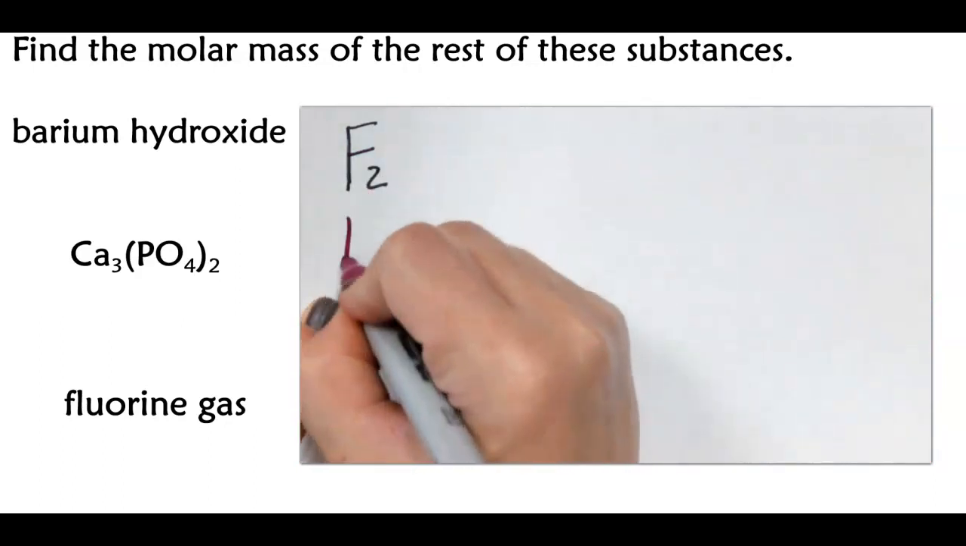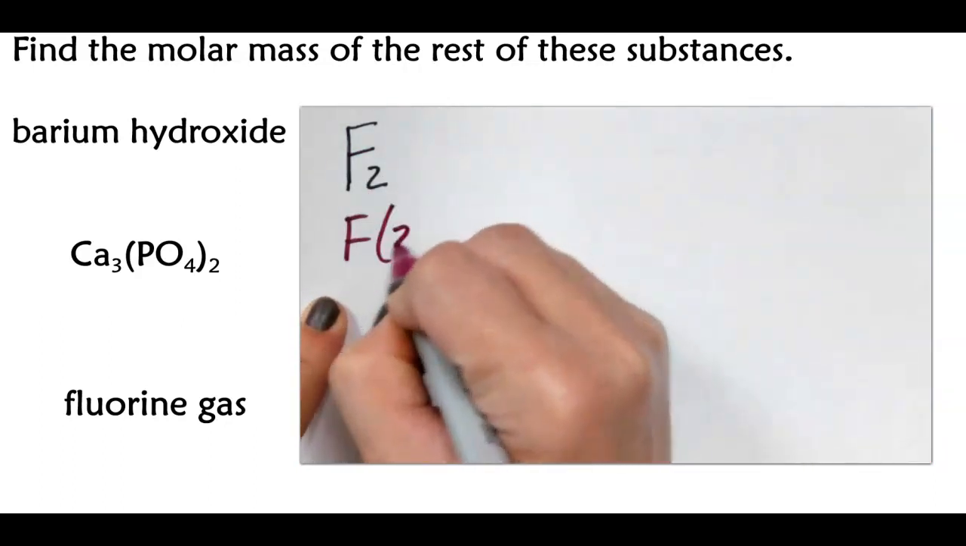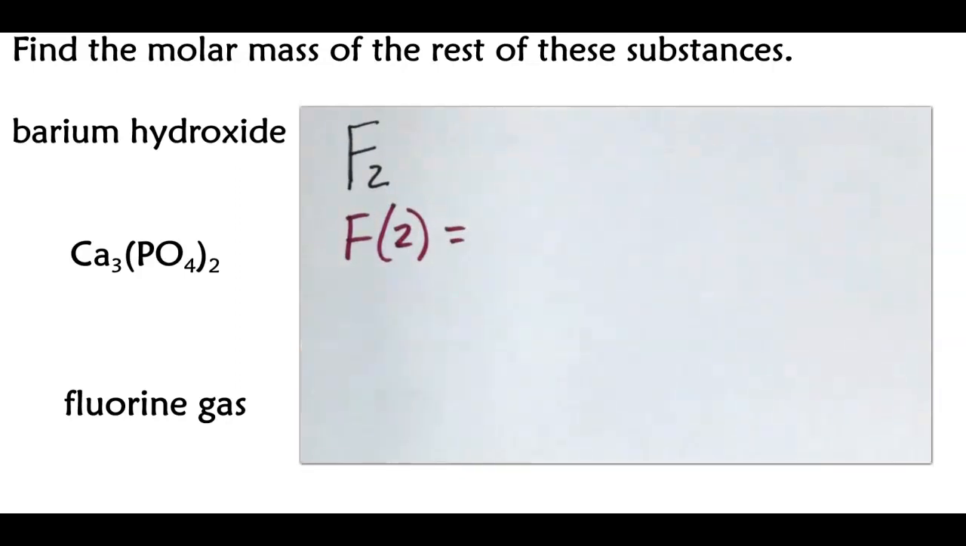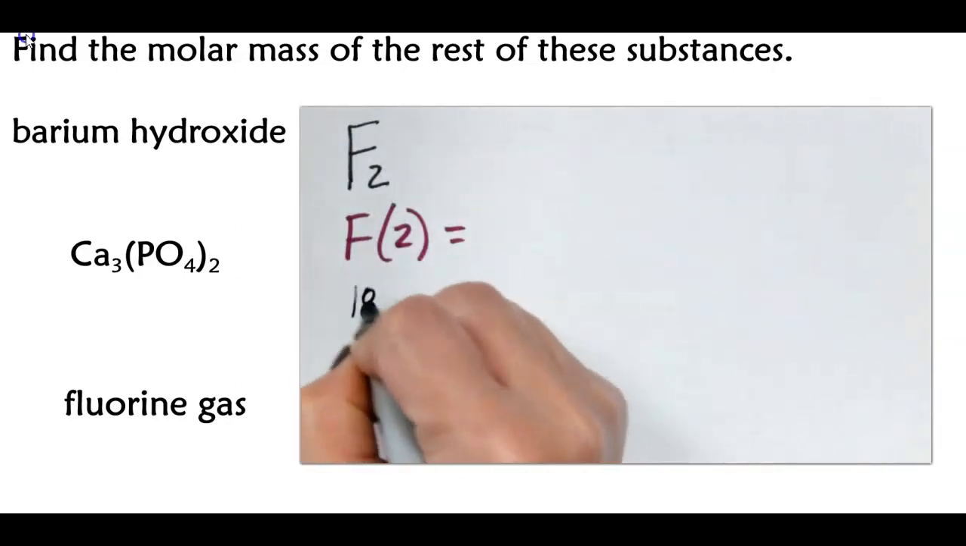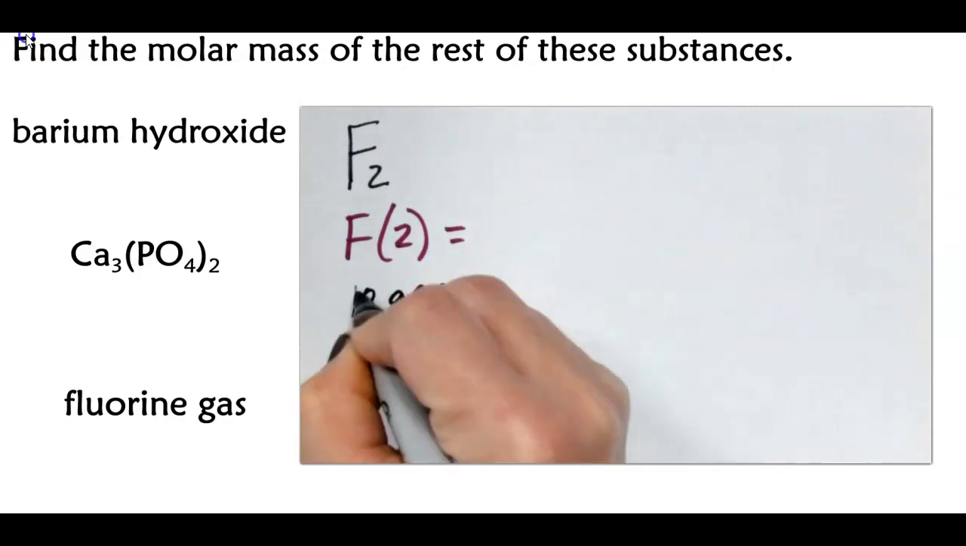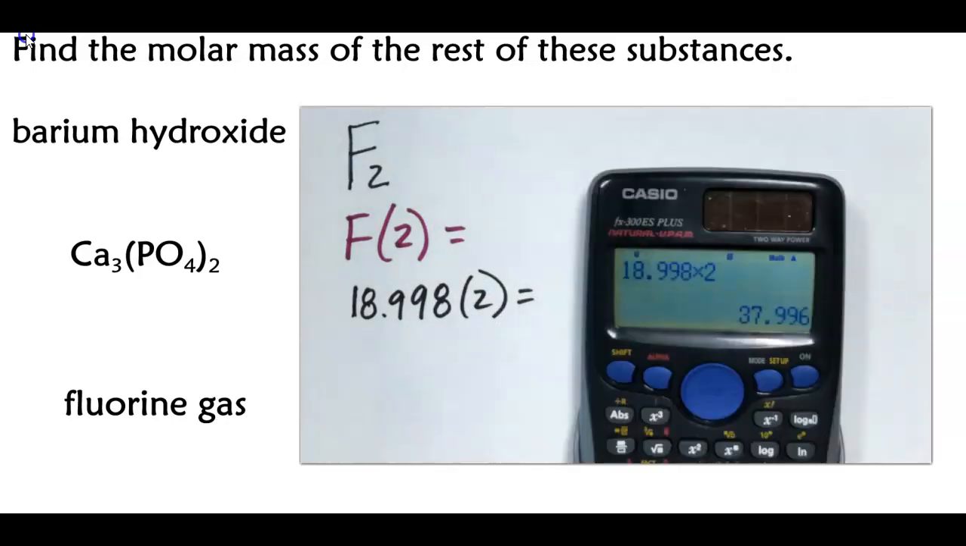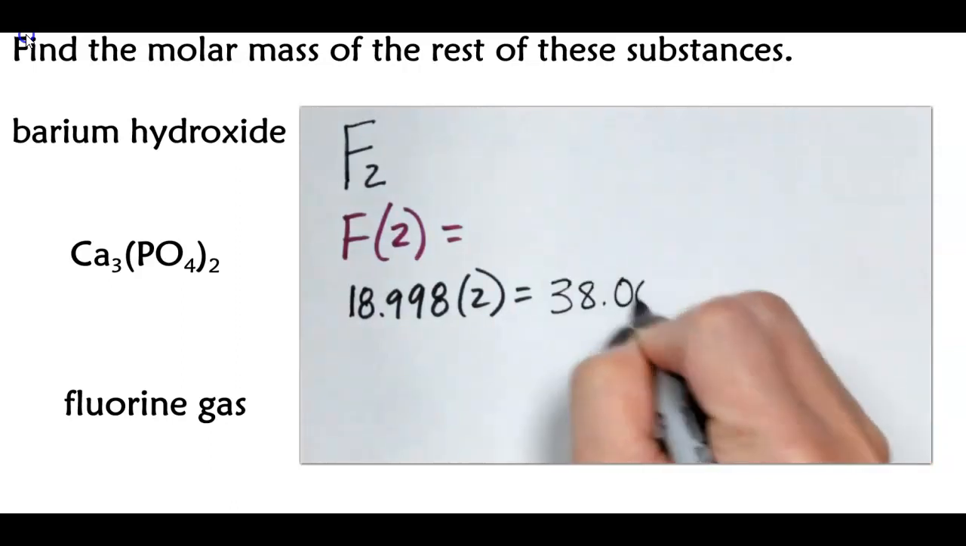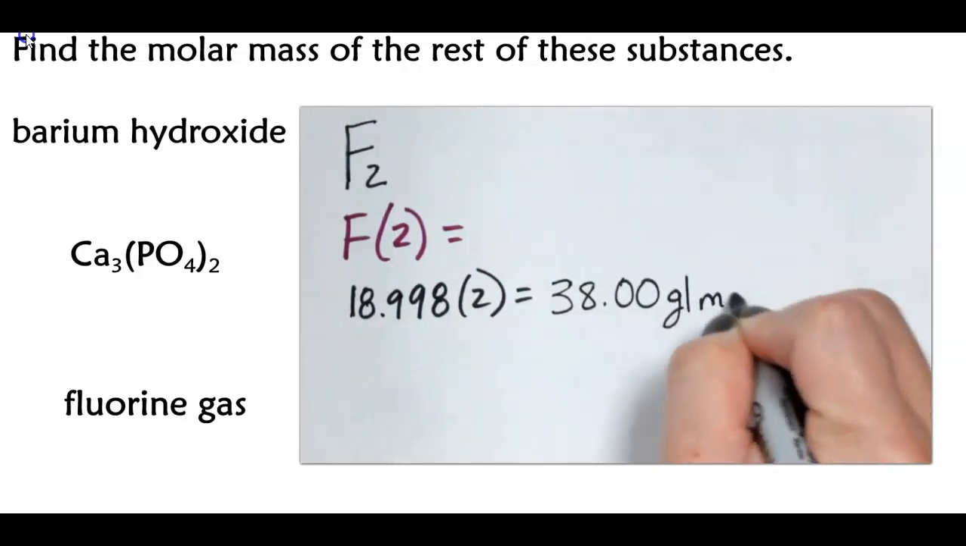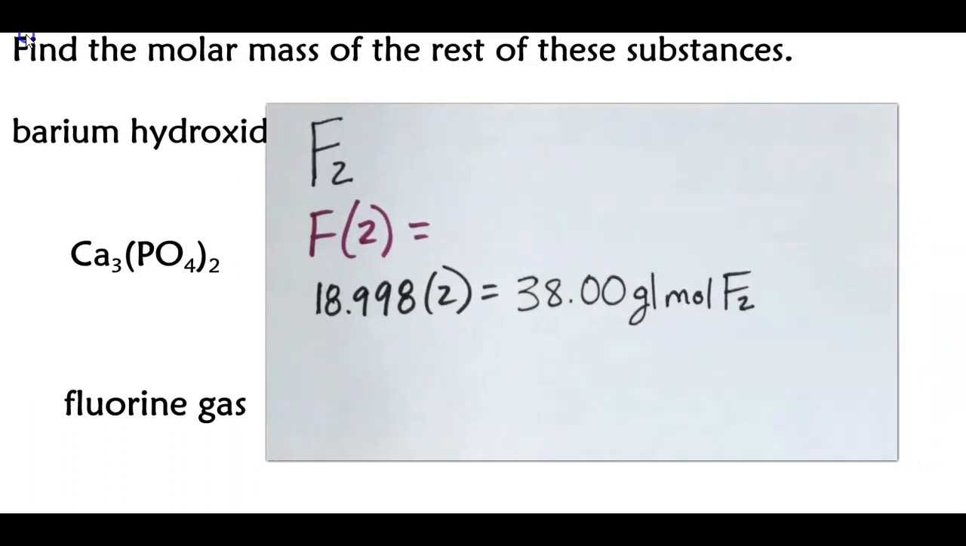F2, we're just going to take fluorine from the periodic table and multiply it times 2 in order to get our molar mass. So 18.998 times 2 equals, we get 37.99. Basically, this rounds up to be 38.00. And that's grams per mole of fluorine gas.